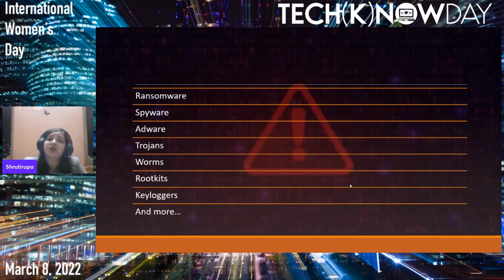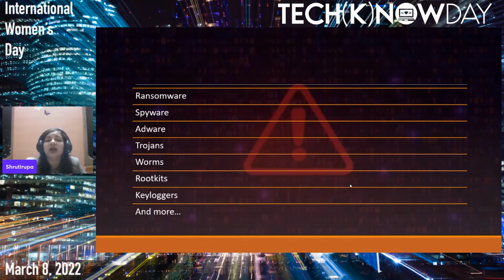So these are some of the types of malware. There are a lot of them. I've not mentioned all of them, and of course I've explained very few, just to give you an example of how they are defined, what kind of activity they are performing.